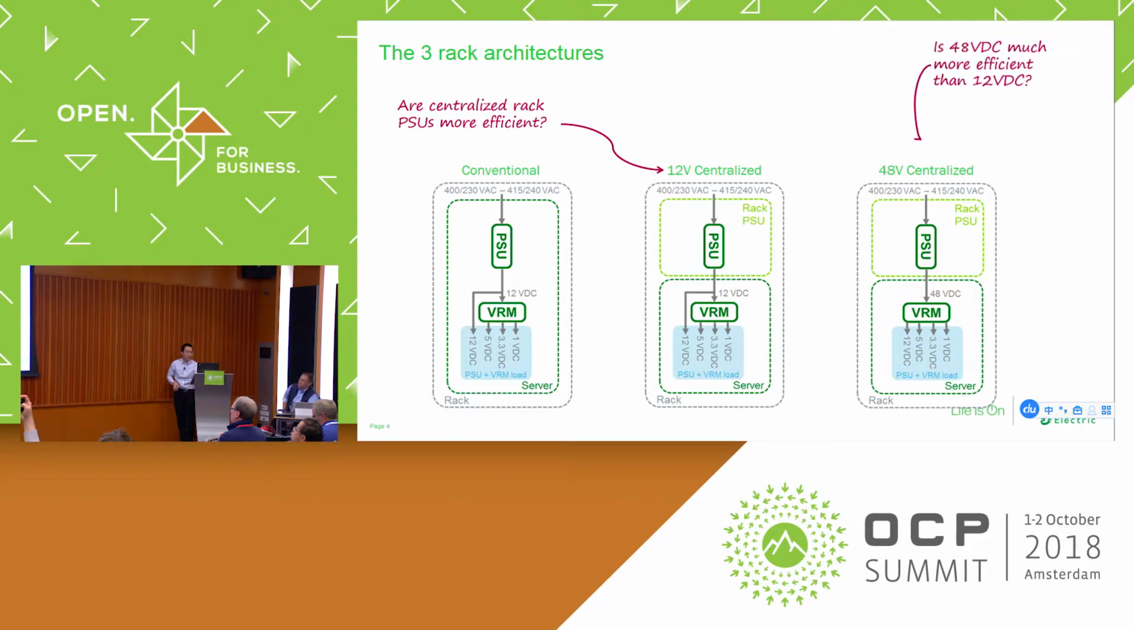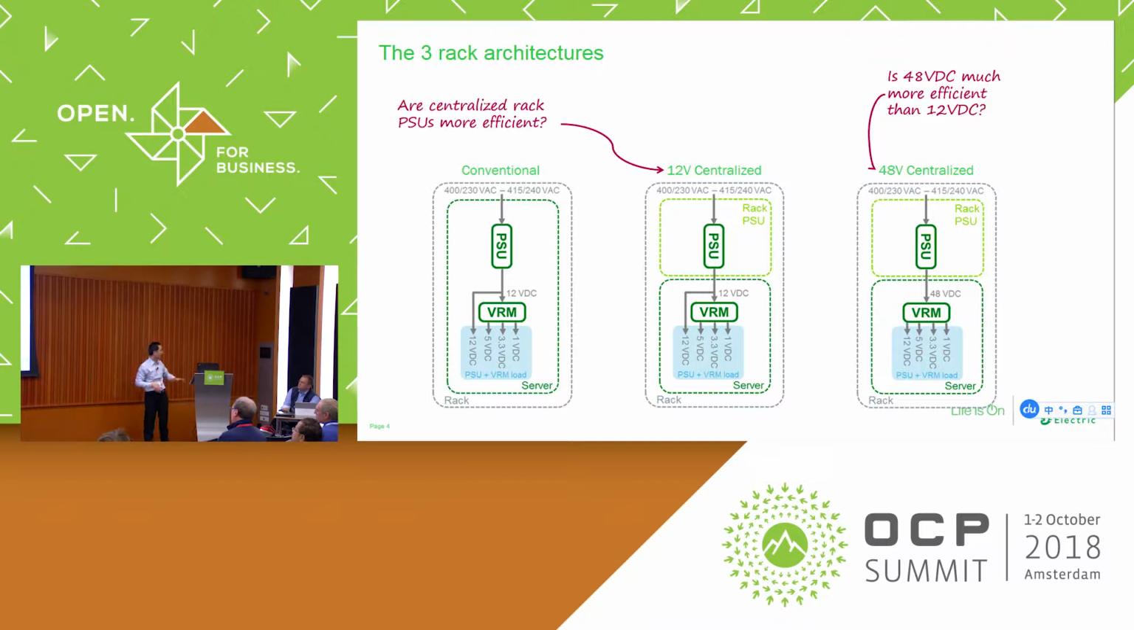What we are looking at here is, first, whether the centralized rack power supply is more efficient than the very traditional, conventional power supply unit on the servers. And second, whether 48-volt is much more efficient than 12-volt DC on the servers, based on the Open Compute architectures.